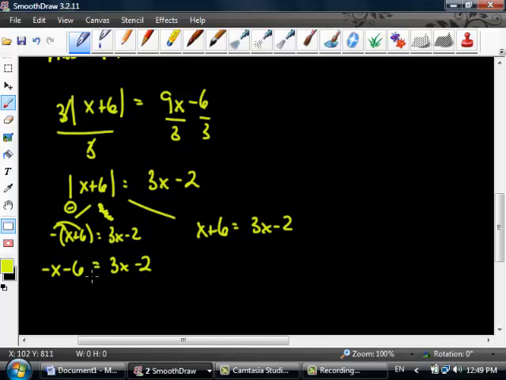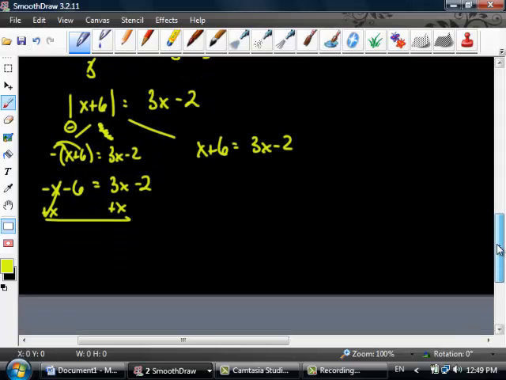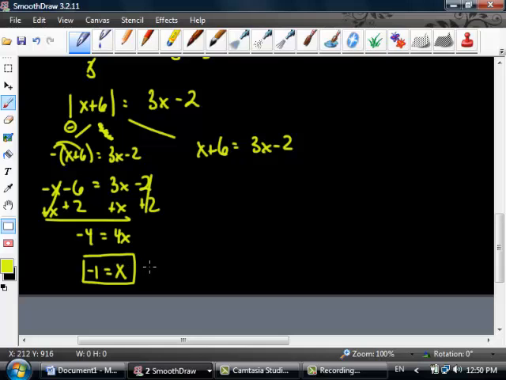I'm going to go ahead and do some algebra here. I'm going to add x to both sides. So I've got 4x, and I'm going to go ahead and add 2 to both sides as well. So I've got 4x equals negative 4. On my left, my negative case, x equals what? Negative 1. Okay, save that answer.